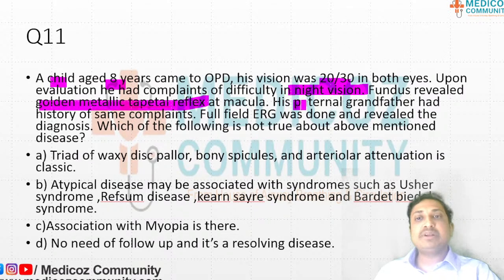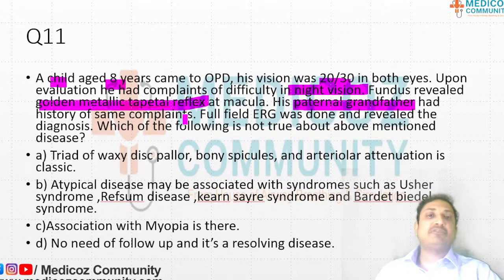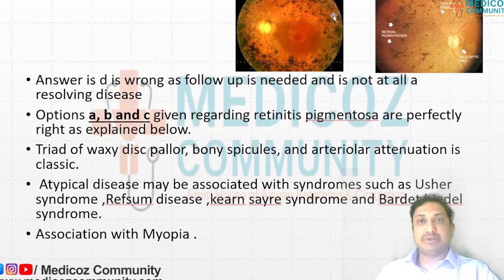And this is a heritable disease. That means the paternal grandfather had a history of the same complaints. Furthermore, they have done a full field ERG to confirm the diagnosis. That means we are dealing here with retinitis pigmentosa. Okay. What is the triad of retinitis pigmentosa? It is waxy disc pallor, bony spicules, and arterial attenuation.